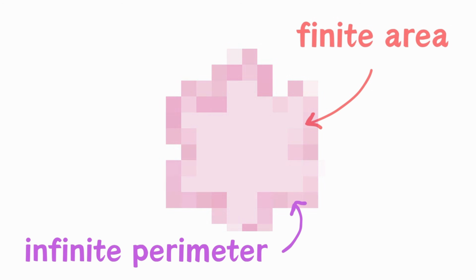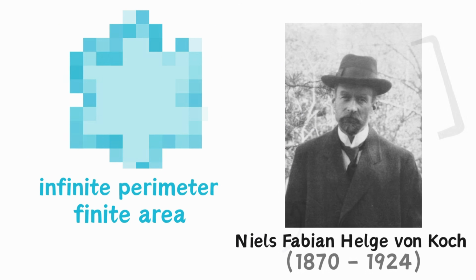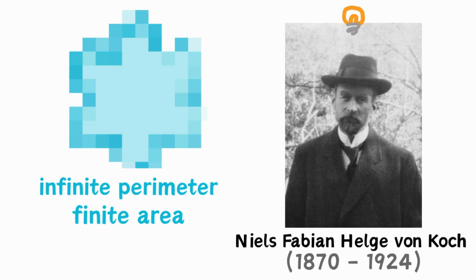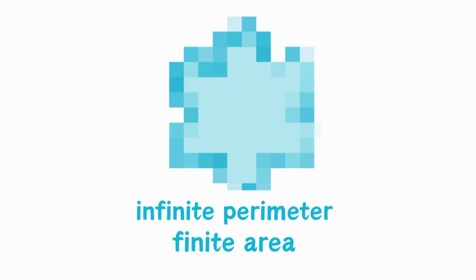Imagine a shape with an infinitely long boundary that still fits inside a finite area. It sounds impossible, but over 100 years ago, a mathematician discovered this exact shape. In this video, we're going to build the shape step by step and discover why something impossible is actually true.